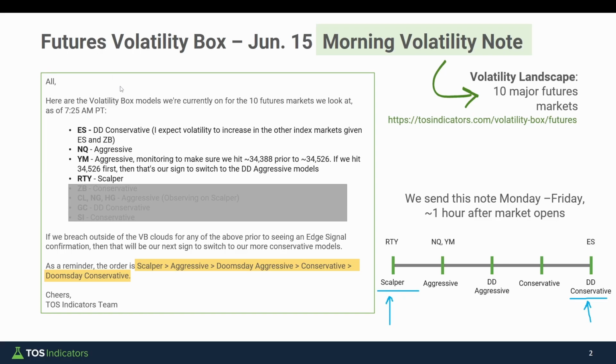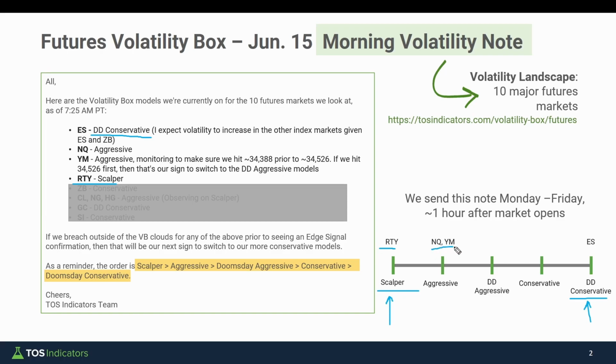So the S&P 500, if we start from the top, was on its doomsday conservative models. So the S&P was on this far right-hand side here where we should be a little bit more cautious. We contrast that with a market like the Russell. The Russell was on the far left-hand side on the scalper. So the Russell, out of the 4 indices, was the one that was least volatile.